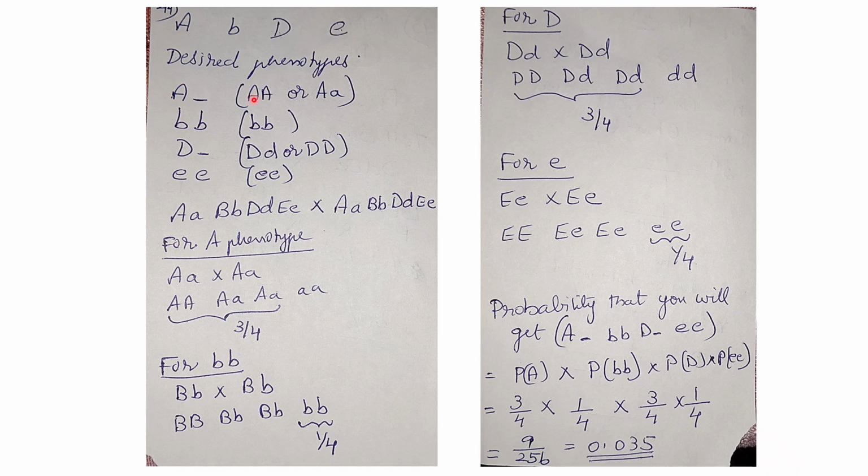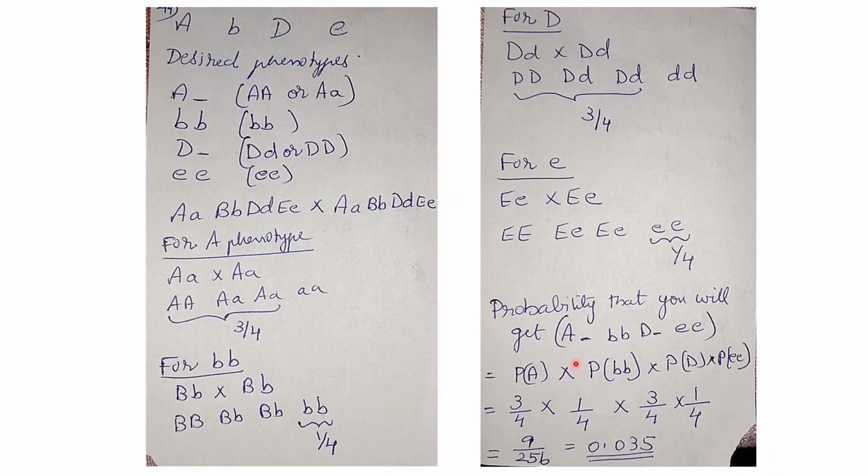So capital A means it can have either capital A capital A or capital A small a, because A is dominant gene. So it can have 2 genotypes. B is recessive, so only one type of genotype is possible. Whereas D again dominant, it can have capital D, small d or capital D, capital D. E is recessive, so only small e condition will be satisfied. Now you are asked to cross these 2 organisms.